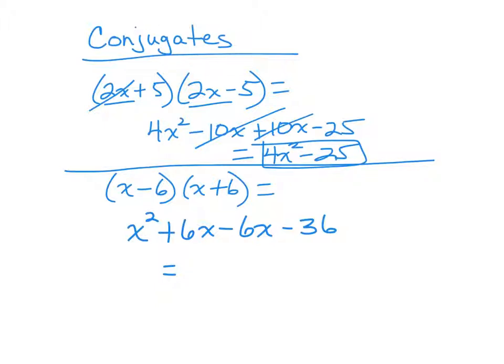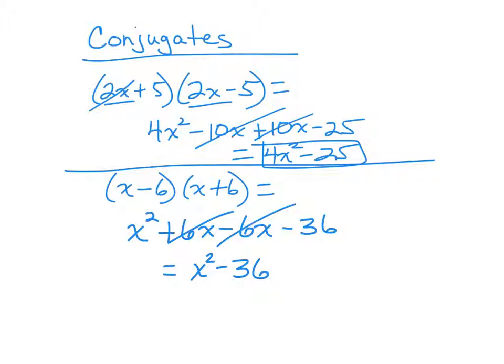So, hopefully, when you did it the old-fashioned way, you ended up with a plus 6x and a minus 6x in the middle. So they do cancel. And I end up with x squared minus 36. So if that's always going to happen when I multiply conjugates, then why don't we just make a shortcut and cut out that part? So here's the way I usually state the shortcut.